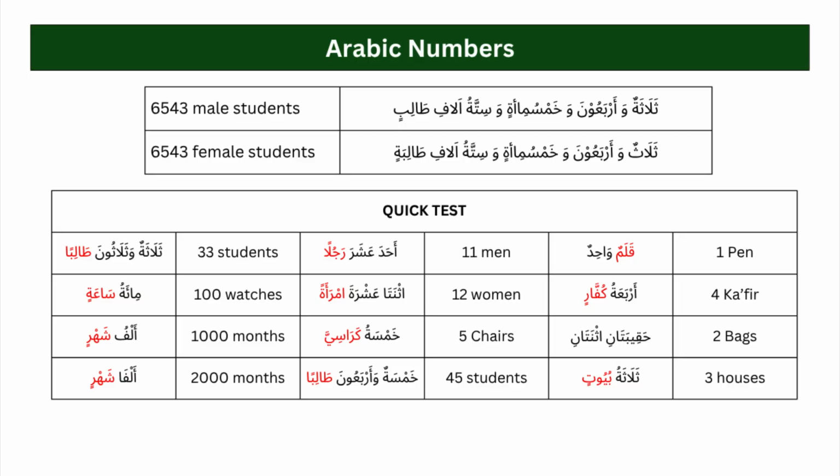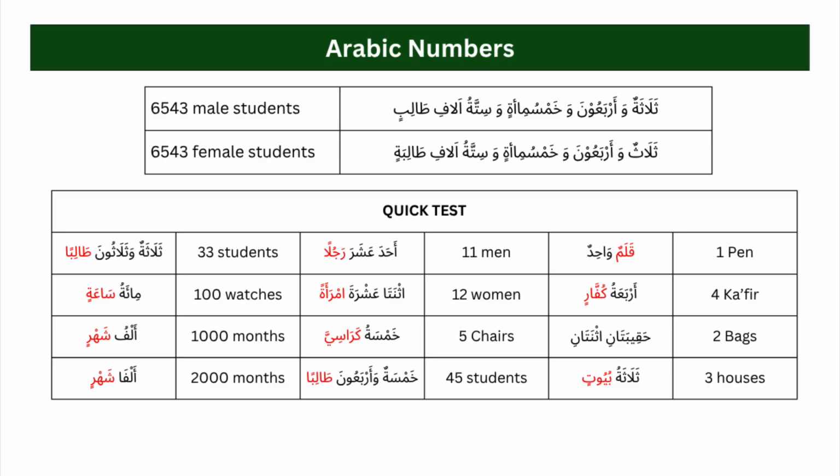Then the slide gives two large number examples. 6,543 male students, 6,543 female students. The Arabic forms show how Arabic builds a large number by combining units, tens, hundreds, and thousands. This section is teaching students that once they know the smaller rules properly, larger numbers become a matter of building step by step. So the message here is, do not be scared by a big number. Break it down into its parts.